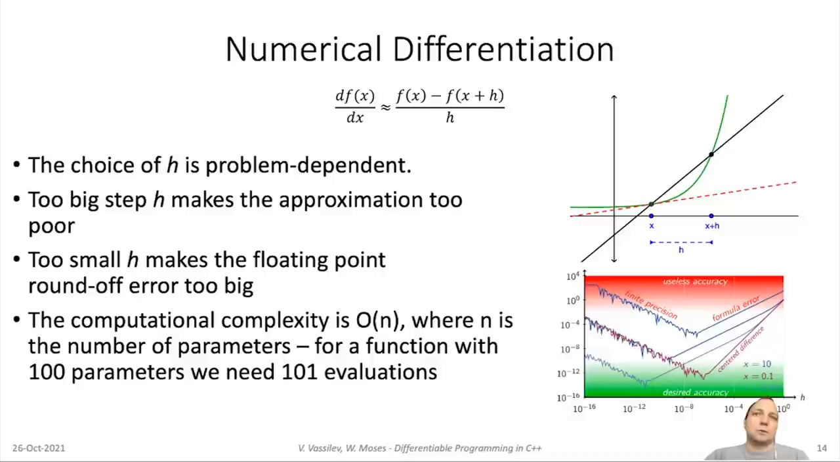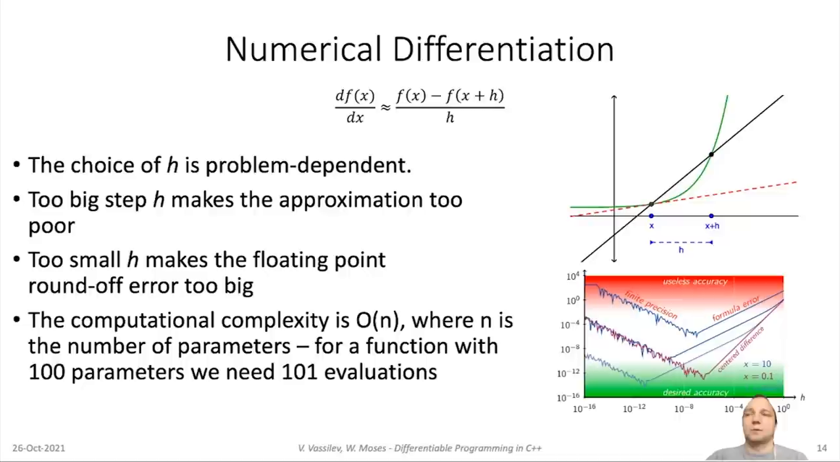Last but not least, the evaluation complexity of the derivative depends on the input parameters of the function. That is, if f takes 100 parameters, we'll need 101 function calls. Other numerical approaches make even more calls in an effort to stabilize the result and achieve better approximation.